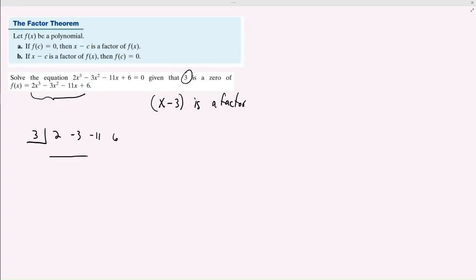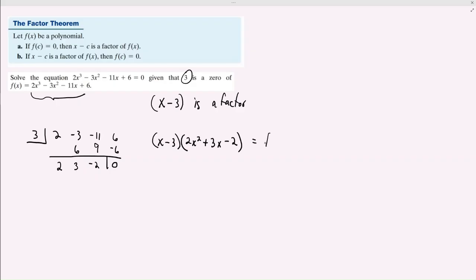Constant 6, okay, so this should be a 0 if they're not lying to us. So that's 6, that's 3, that's 9, negative 2, and we can see it coming. So I take that 6 minus 6, and in fact I get a 0. So we're going to take the x minus 3 times the quotient, 2x squared plus 3x minus 2.